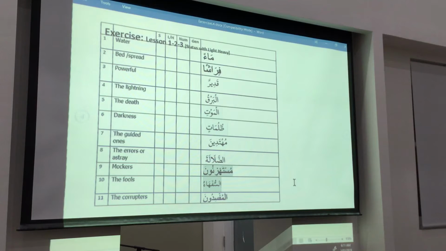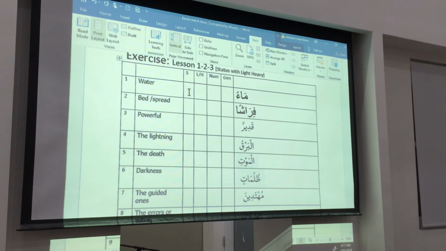So let's start from the beginning. Number one is ma'an, water. What will be the status of this? Is this rafa, nasab, or jar? Yes, it's nasab. Good. So this is nasab.